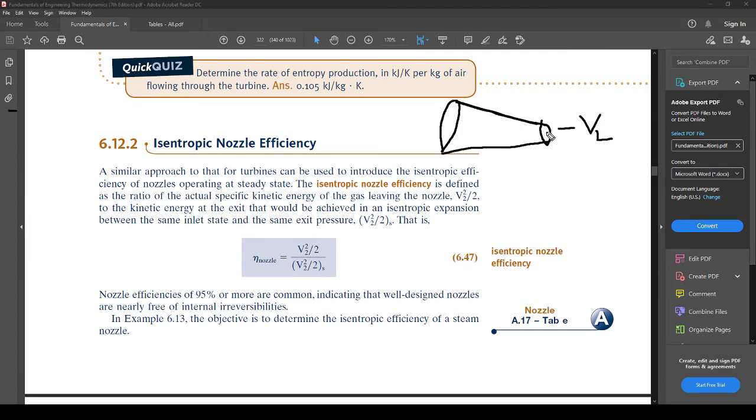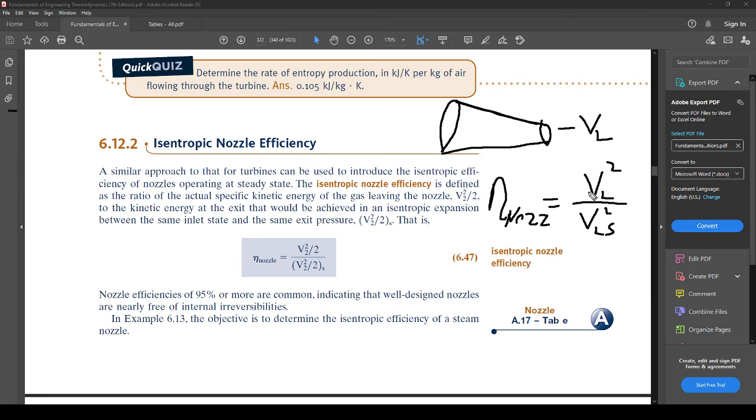We want velocity 2 to be higher than velocity 1 by a pretty good margin. And so essentially what this is saying is that the efficiency of a nozzle, I'm just going to call it eta N, is more or less the velocity 2 of the actual divided by the velocity 2 of the isentropic, although it's squared, right?